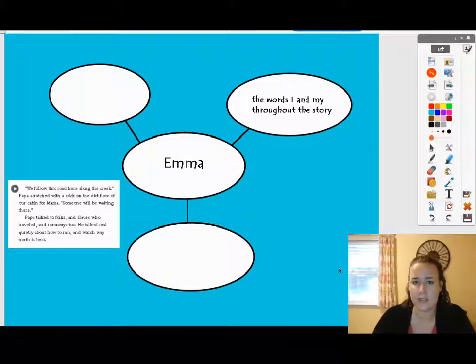Let's read this passage from chapter 1 to see if we can figure out some more clues as to why Emma is the narrator and how it helps our story.